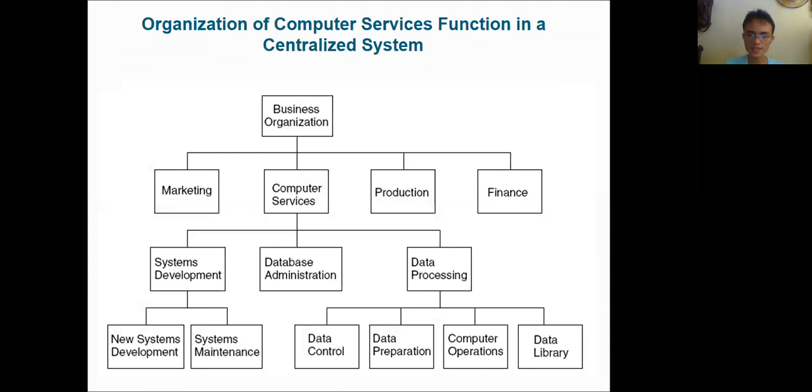Next, there is an example here being shown about a centralized system. So you can just see that here is the head business organization and these are the functional departments. The computer services have the following functions: systems development, database administration, data processing, and the following items below them. Now, it's shown here as the computer services function because that's the focus of these discussions.